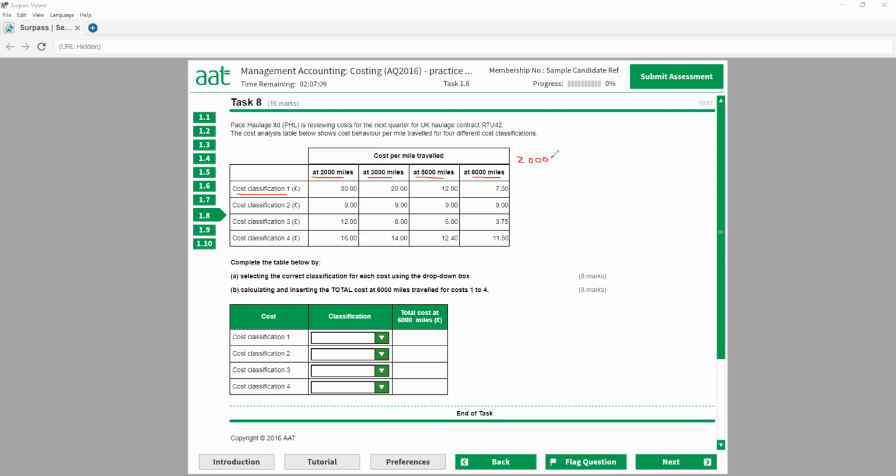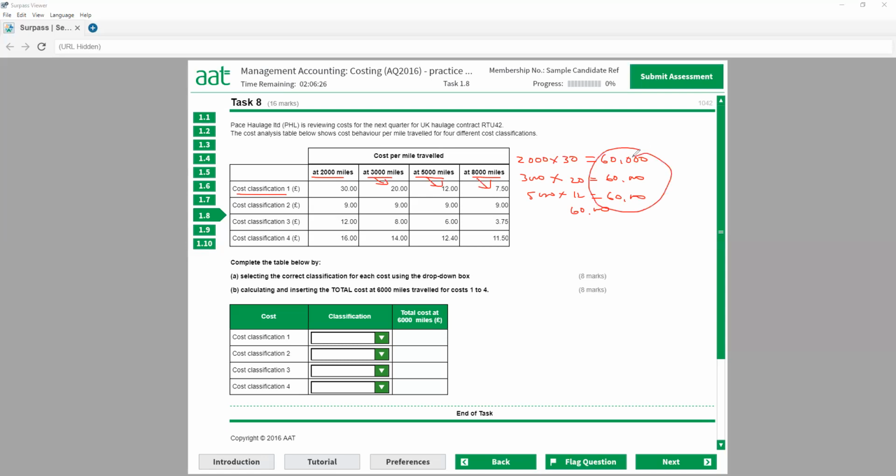First, we check with the 2000 miles. 2000 times 30 gives me 60,000. I want to check, does it change or does it remain the same? So I'm going to check the next one with 3000 miles. 3000 miles times 20, again 60,000, and 5000 times 12, again 60,000. 8000 times 7.5, again 60,000. So it looks like whatever the mileage, the cost remains the same.